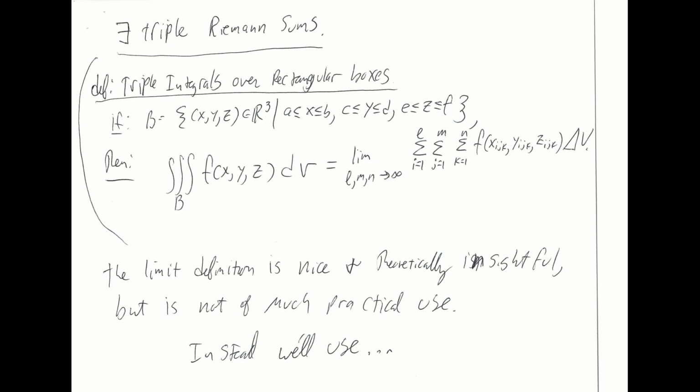Earlier here in Calc 3, we have studied double Riemann sums. We did that in some detail. We looked at pictures. We thought about these little subregions created by the grid in the xy plane for a rectangle R. And we took the height of each of the little subrectangular boxes to be given by the value of the function at some point within each subregion.